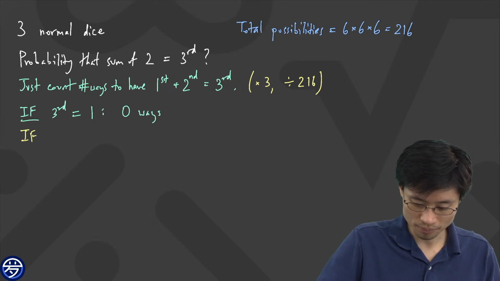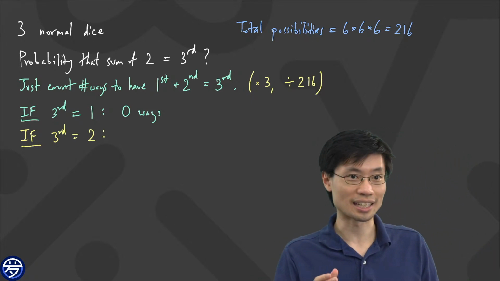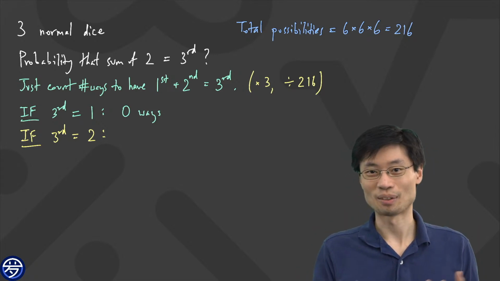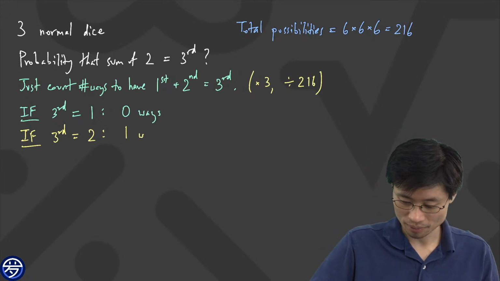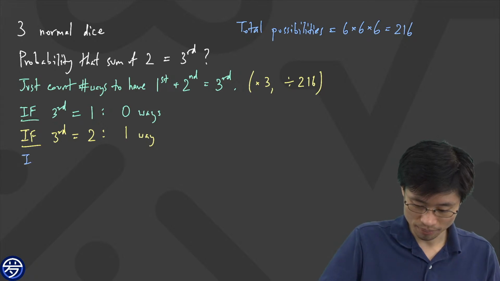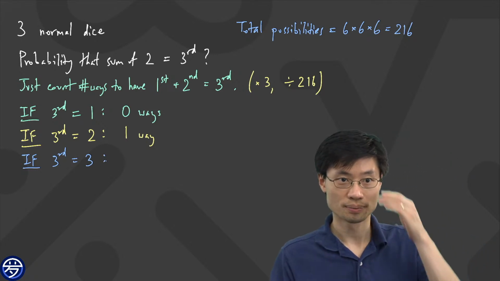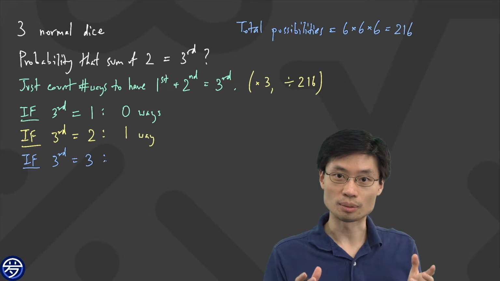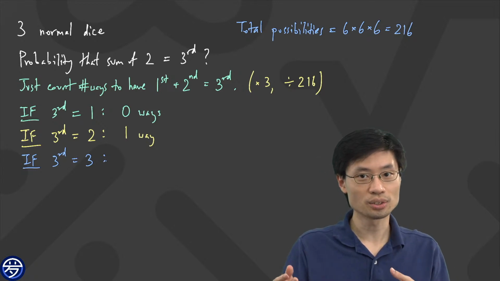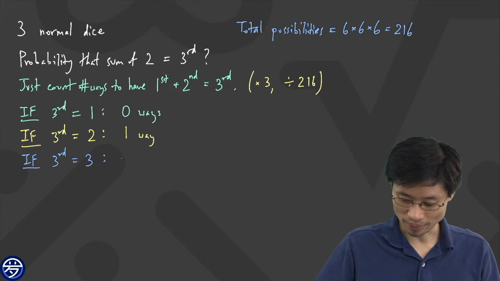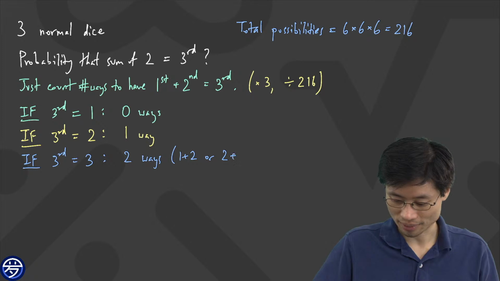If the third is equal to 2, can anyone tell me how many ways I could have the first and the second add up to 2? If I want the first and second to add up to 2, that's 1 plus 1 equals 2. That's the only way. One way. If the third is equal to 3, now here's where the order is important. It's because I have the first and the second, right? So it could either be 1 plus 2 or 2 plus 1. 2 ways.